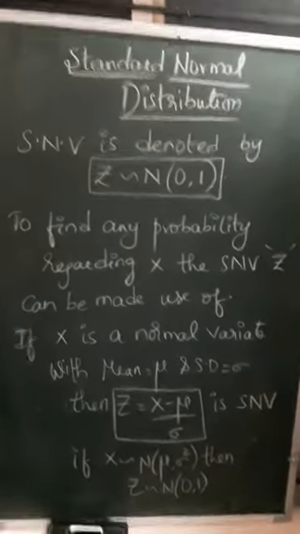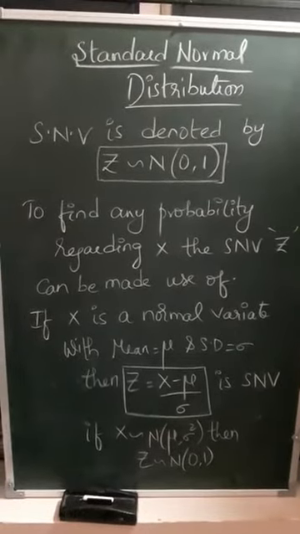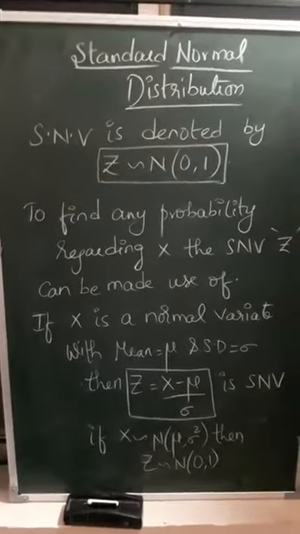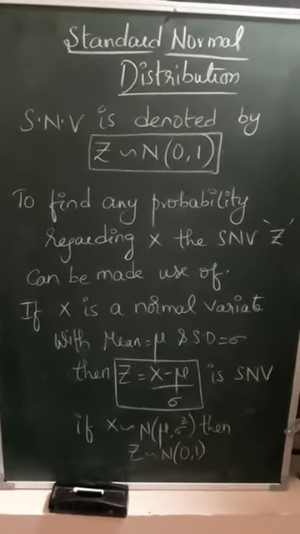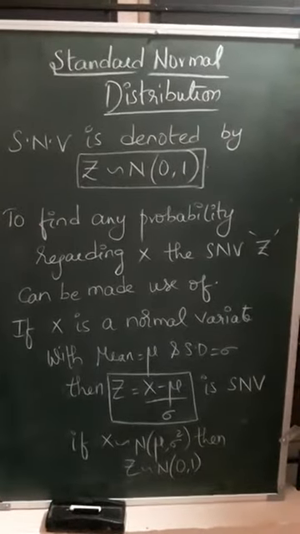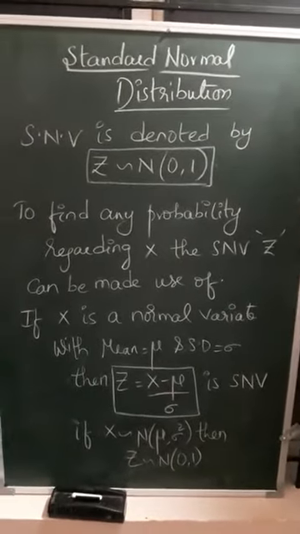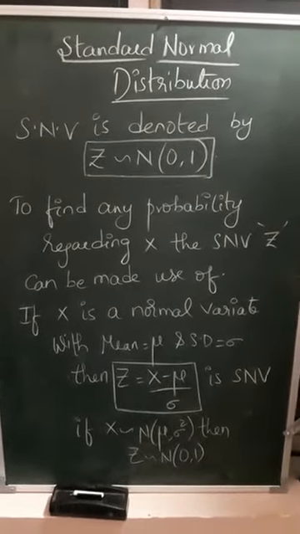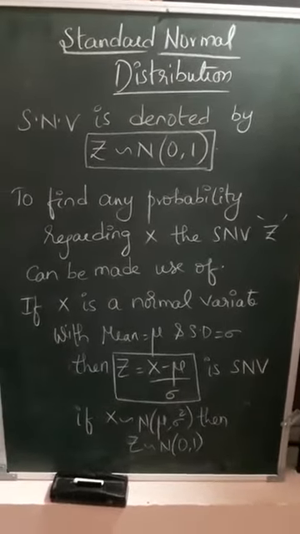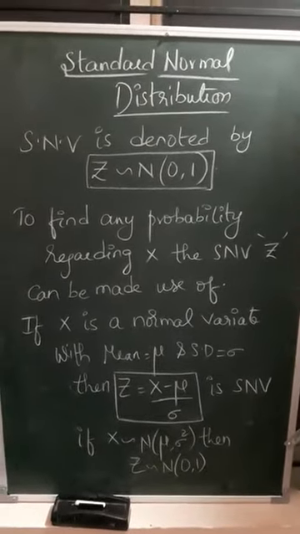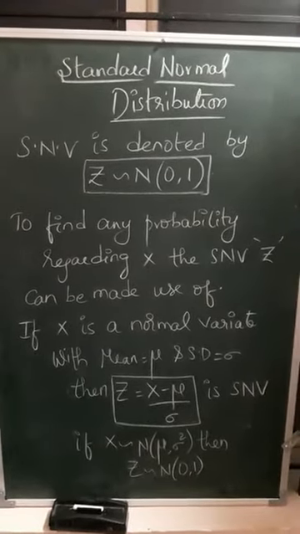So let us go to the further concepts in the standard normal distribution. Look here. The standard normal variate is denoted by z, where z follows a normal distribution with mean mu 0 and standard deviation 1. So that is the notation. N(0,1) is nothing but a standard normal variate. To find any probability regarding x, the standard normal variate z can be made use of.